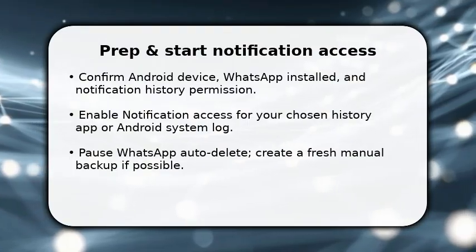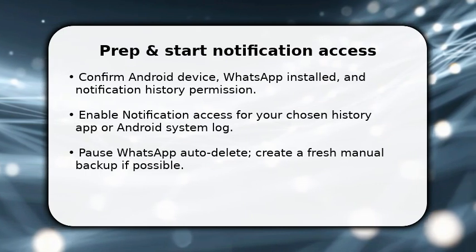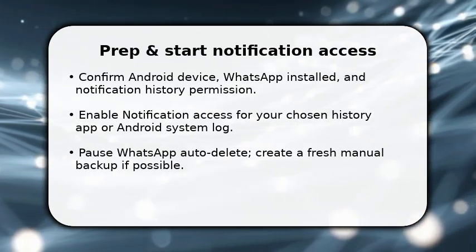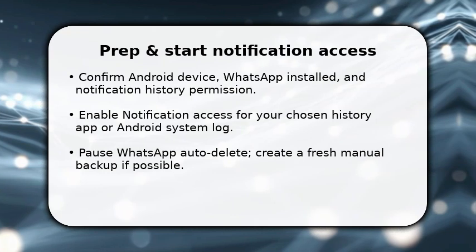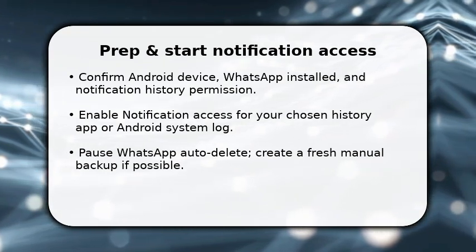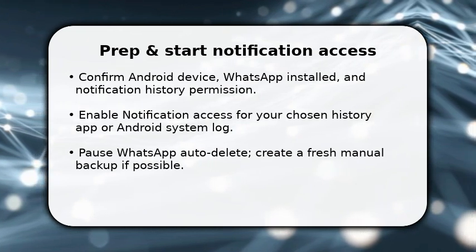You begin by granting notification access and stopping any auto-deletes so new receipts are captured. Open Settings, go to Apps or Notifications, and enable notification access for the history app you'll use.